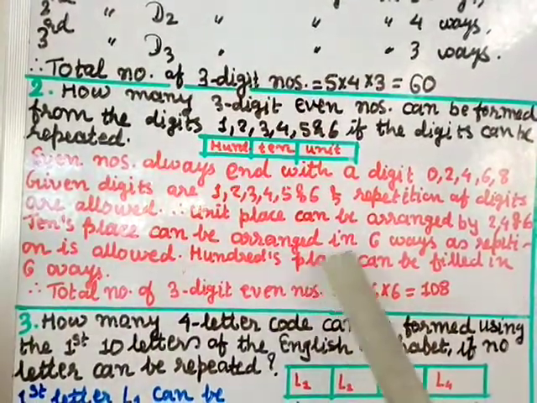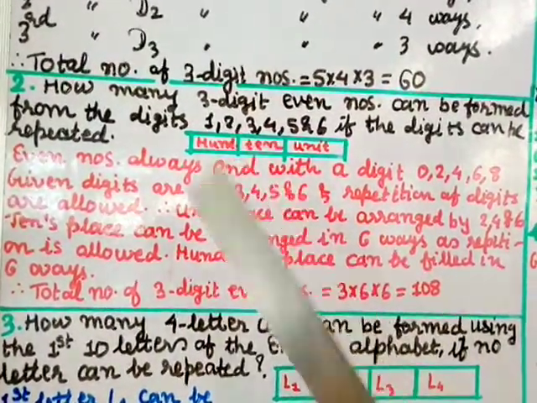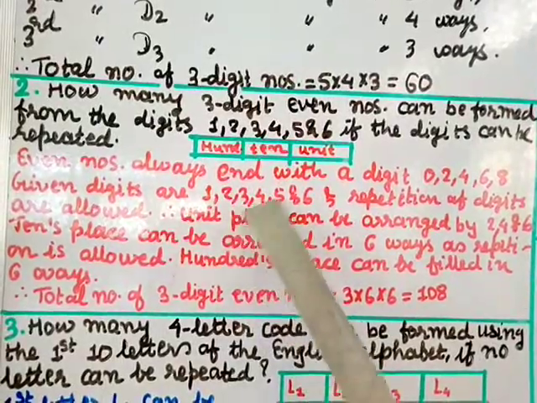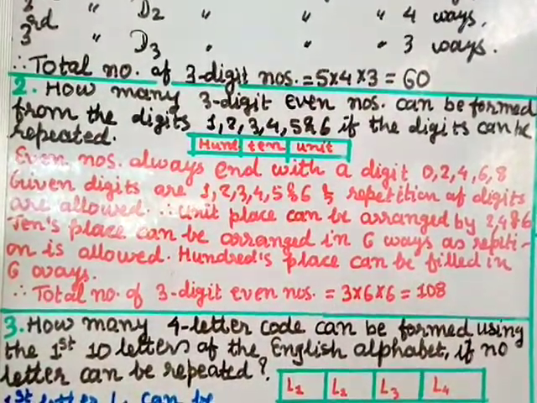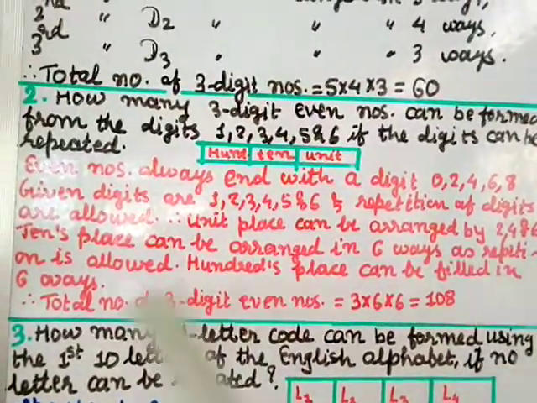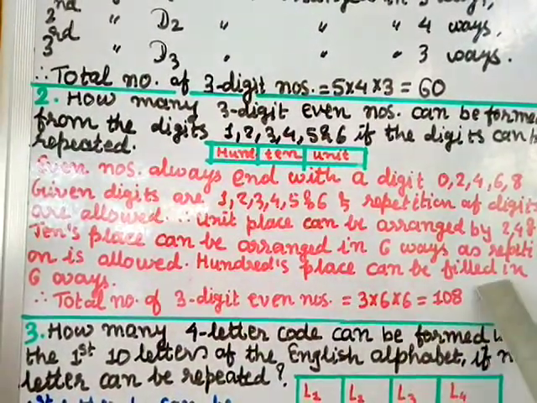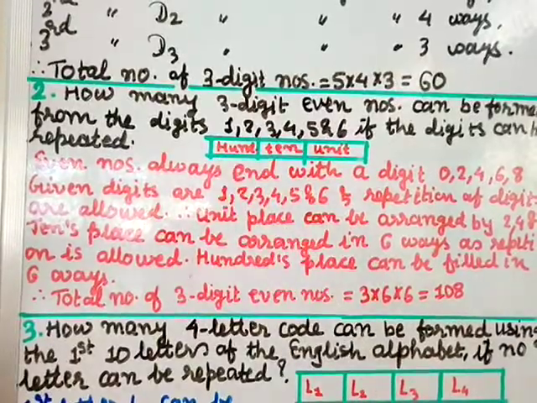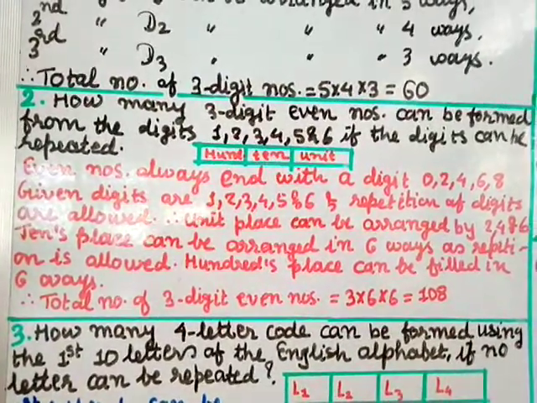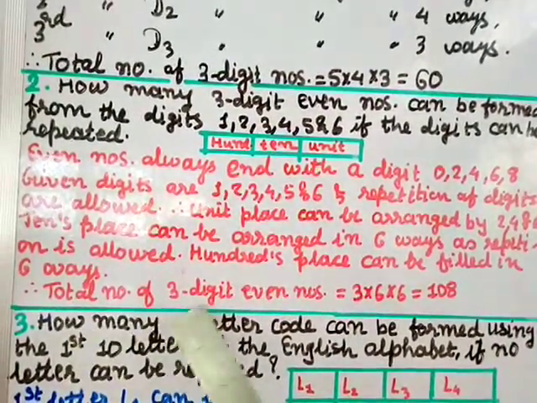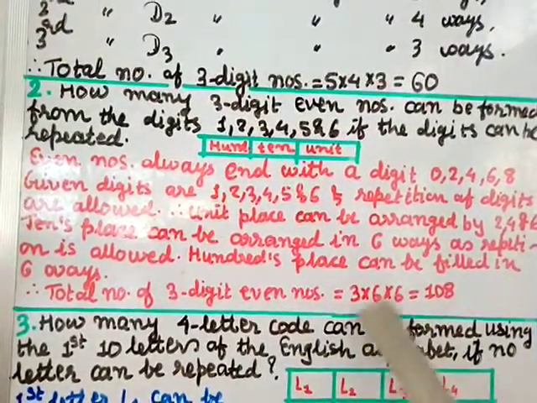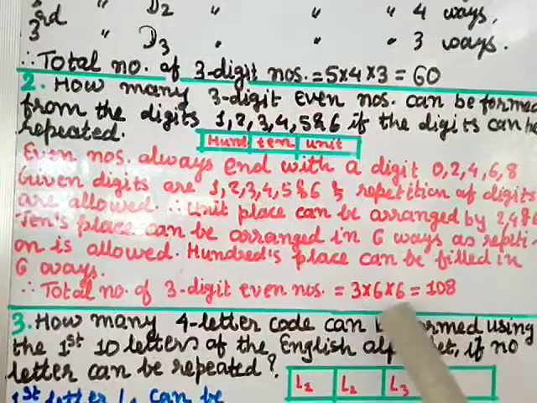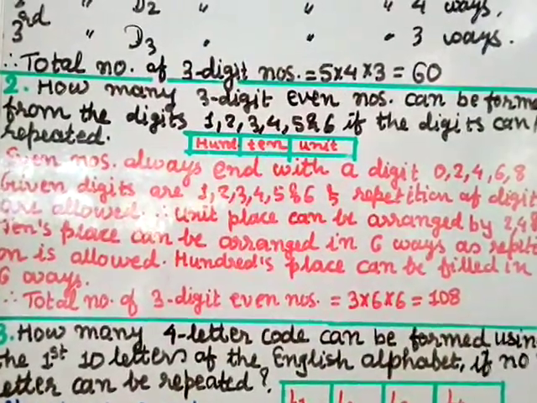Tens place can be filled in 6 ways, because there are 6 digits, right? 1, 2, 3, 4, 5, 6. Repetition is allowed, that's why. As repetition is allowed, hundreds place also can be filled in 6 ways. Therefore total number of 3 digit even numbers will be, units place is fixed, 3 into 6 into 6, which gives you 108.